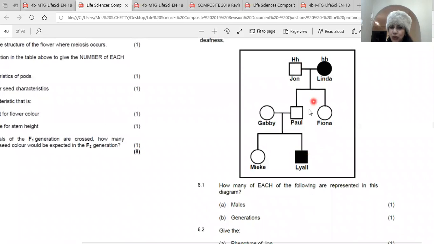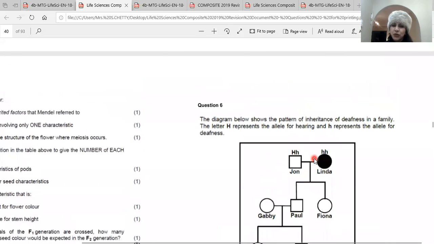Generally they will provide you with a key. Now here they didn't provide you a key. The key will normally state that the shaded one has got the condition, unshaded one is normal. So if they ask you for the genotype, for example, you will say, Linda is a female with that condition, whatever the condition may be. Or John is a male without the condition. So when you are describing the phenotype, you will state the sex as well as the condition, whether they have it or they don't have it.